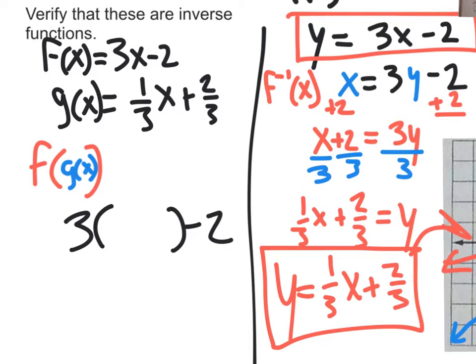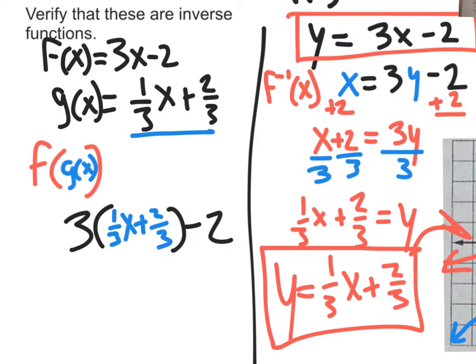Now if I said find f of 5, all you would do is plug in a 5 right here, 3 times 5 is 15, take away 2, you get your answer. But I'm not asking you for f of 5, I'm asking you for f of g of x. So I'm going to take my g of x function, which is this guy right here, and plug it into my f of x function, and that's why I put some pretty big parentheses right there. I'm going to end up with 1/3 x plus 2/3. Are you with me?